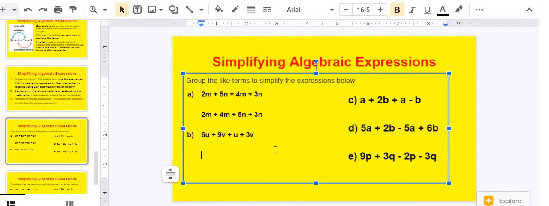Okay, so the like terms in this case would be, I can see that 6u and u have the same variable, so I'm going to write those beside each other. Then we have 9v and 3v. I'm going to write those beside each other as well. And remember, you always put the same sign in front of your term when you're rewriting your term.